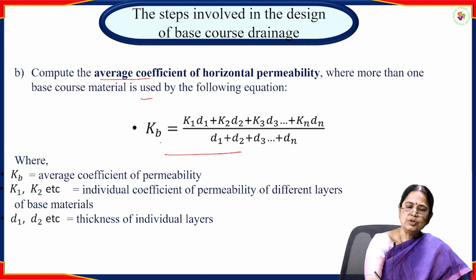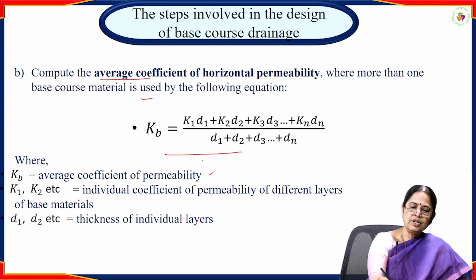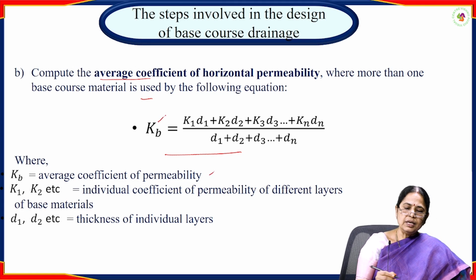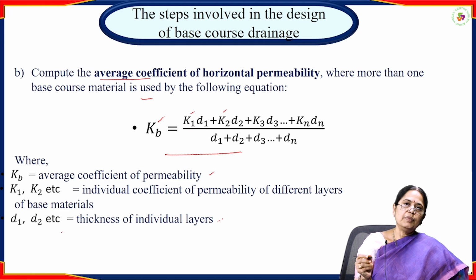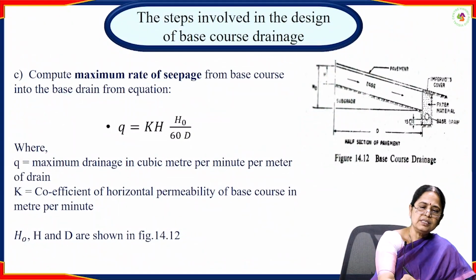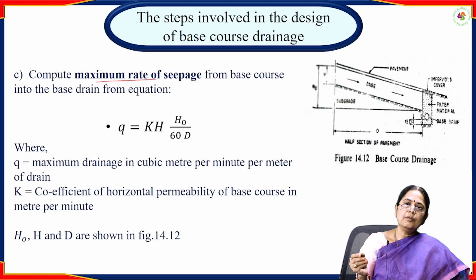Kb is equal to (K1 D1 plus K2 D2 plus K3 D3 plus so on Kn Dn) divided by (D1 plus D2 plus D3 so on Dn), where Kb is the average coefficient of permeability, K1 and K2 are the individual coefficients of permeability for different layers of base course, and D1, D2 are the thicknesses of the respective base course layers.